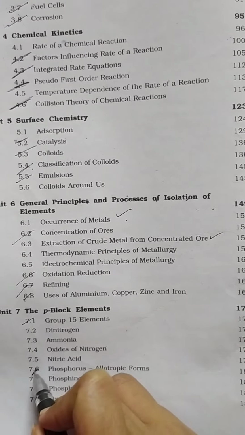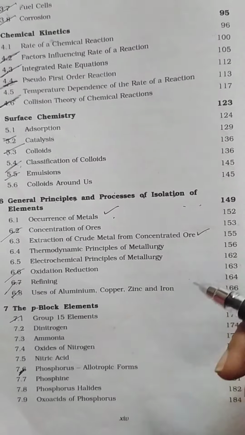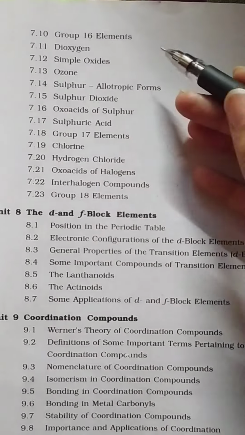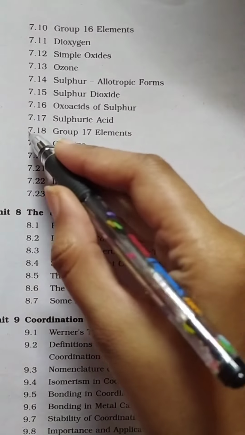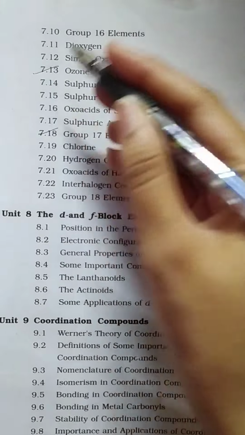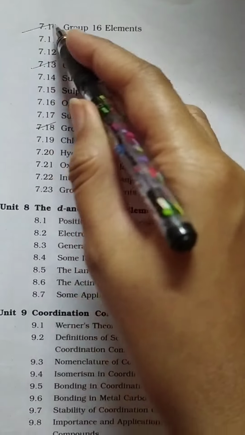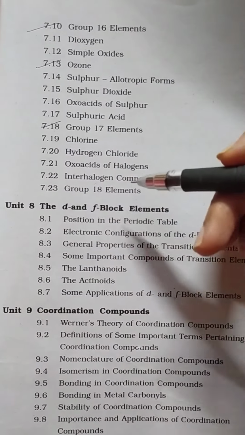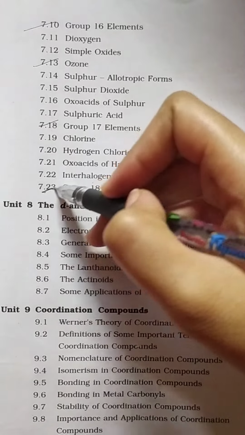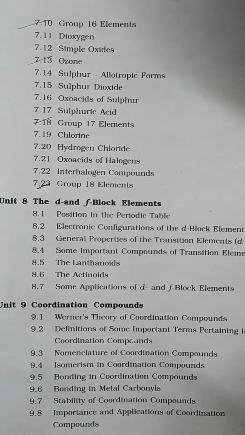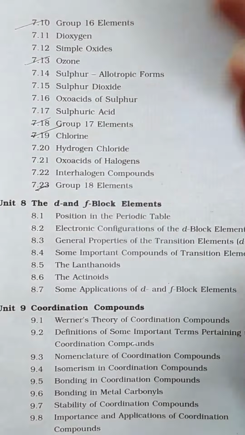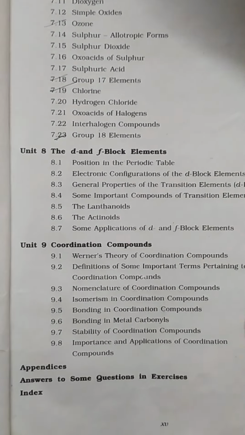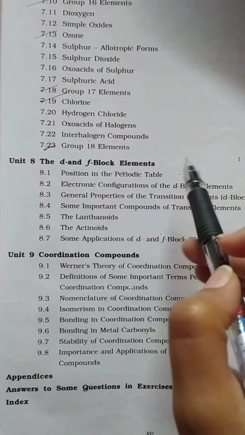Next, from Unit 7, the p block elements: group 15 elements, phosphorus group, group 16 elements, sulfur, allotropic forms, ozone, group 17, group 18, hydrogen chloride, oxides of halogen. Among all, the important topics you have to study are group 16, group 15, group 18, and group 17.